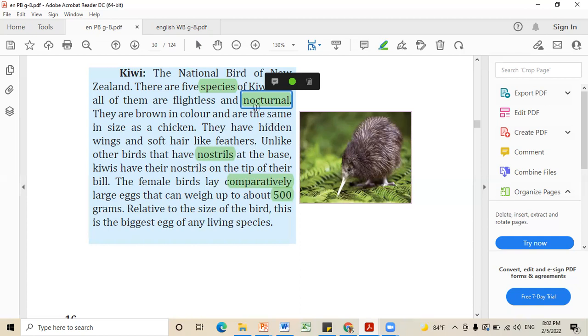That is what we mean by nocturnal, right? So there are 5 species of kiwi, and all of them are flightless and nocturnal, right? So the next sentence: they are brown in color and are the same size as a chicken, right?